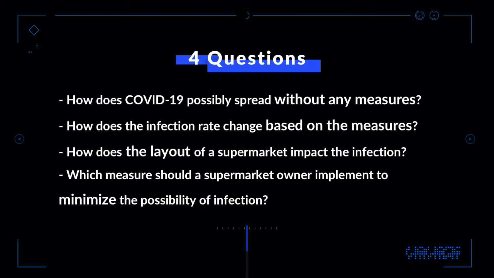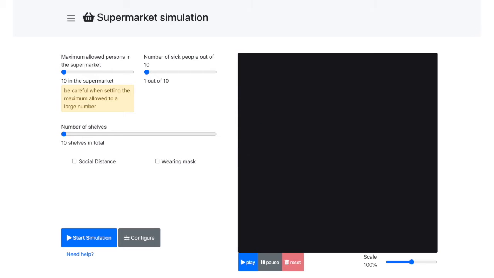In a supermarket, how does COVID-19 possibly spread without any measures and with the selected measures? Which measure should we take to minimize the infection? We also want to explore how the layout is going to impact a supermarket. So, we created an interactive panel on the left side and a window to show the simulation. The maximum number of people allowed and the number of people who carry COVID would be set in advance.